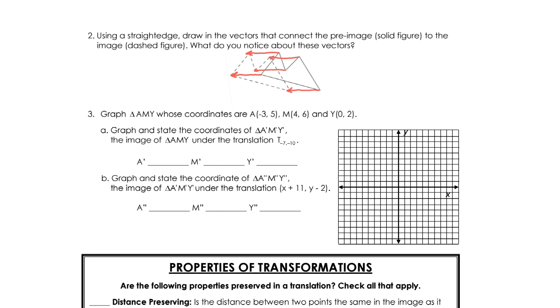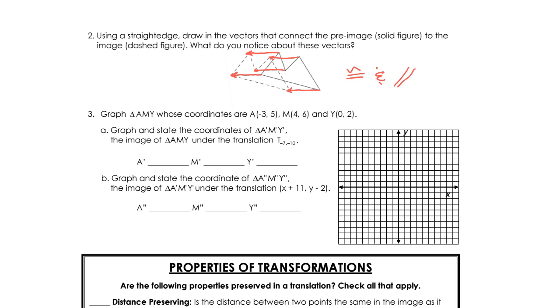Okay, and you guys can see that those 3 little red rays are actually vectors. And what do we know about those vectors? They're all going to be the same length, which means that they're congruent, and they're all parallel to each other. Okay. All right, in number 3, it asks us to graph triangle Amy.